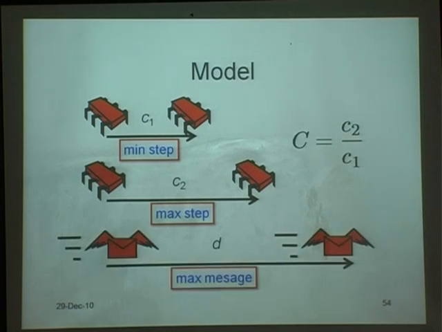And then there is a d, which is the maximum time it takes to deliver a message. So we know that if you're supposed to send me a message, it will show up within time d after you send it. We assume that c1, c2, and d are known to whoever is designing the protocol.